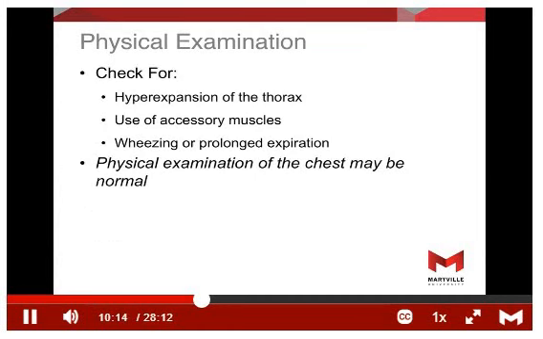Check for hyperexpansion of the thorax, use of accessory muscles, wheezing or prolonged expiration. The physical exam of the chest may be normal as well.